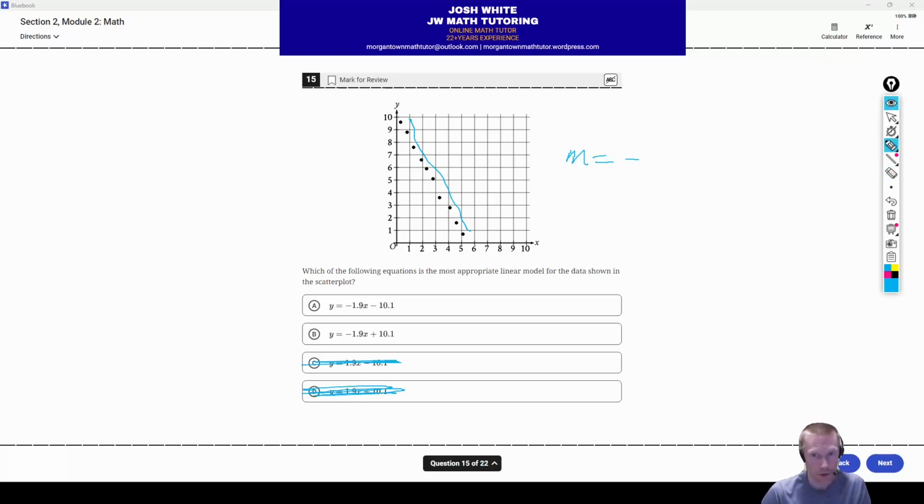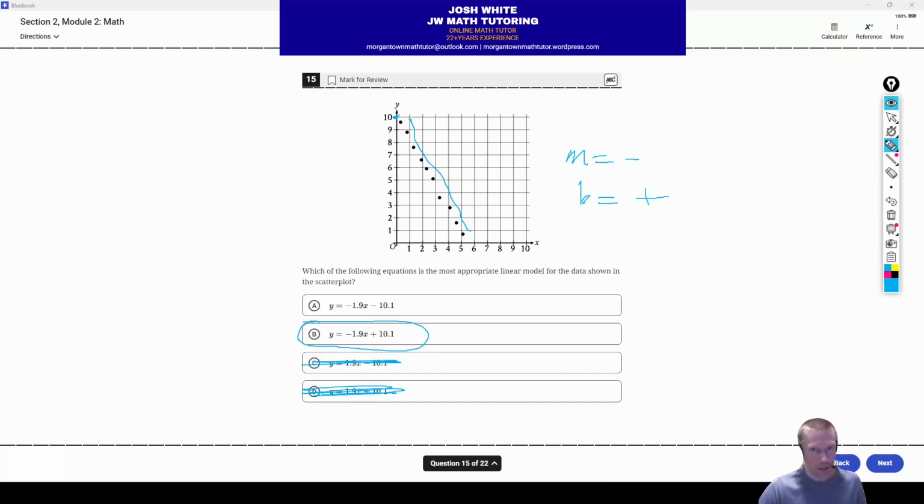Second of all, notice that the y-intercept is positive. It looks like it's somewhere right around 10, maybe a little over 10, a little under 10, but the point is it's a positive number. And when comparing A and B, only one of them has a positive y-intercept to go with its negative slope. So the answer has to be B. You don't have to do any more work to figure that out.